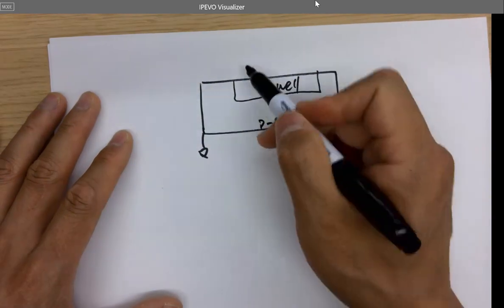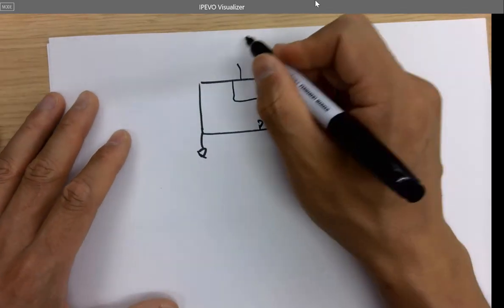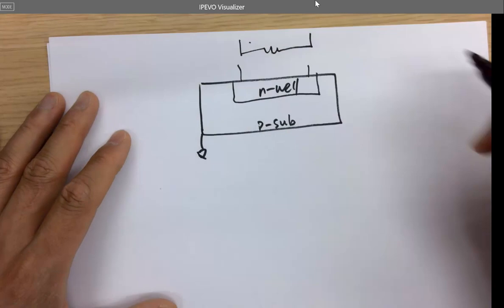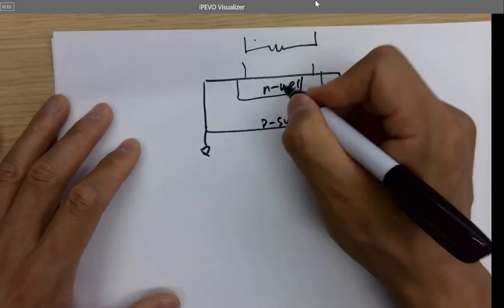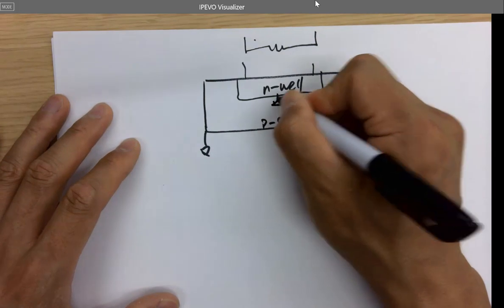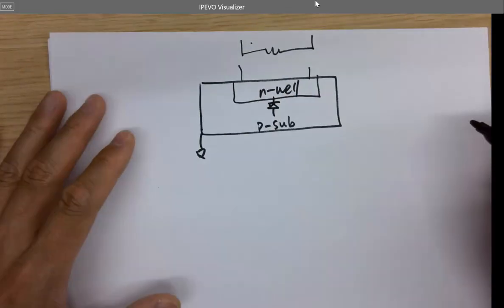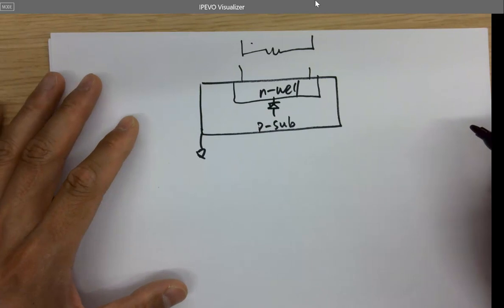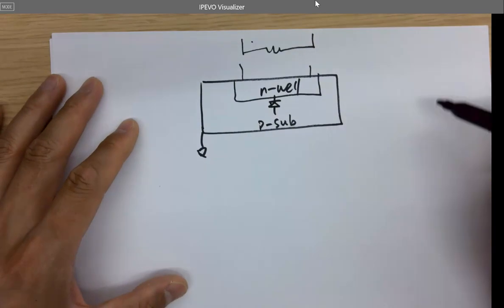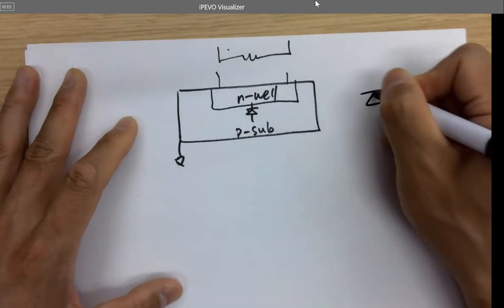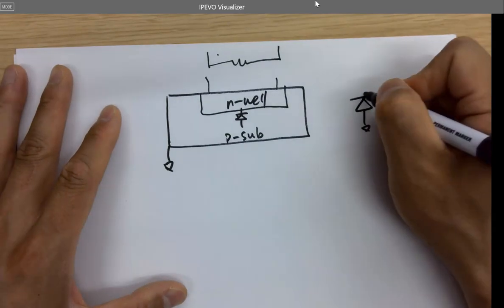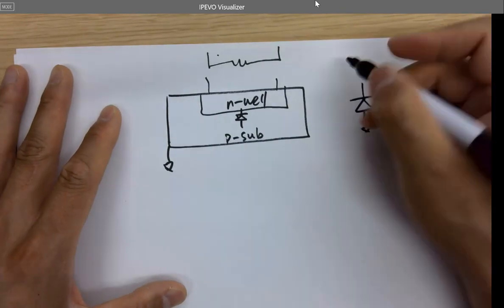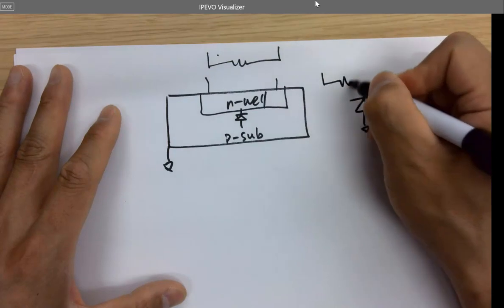If I want to use this guy as a resistor, but this forms a PN junction, is there anything wrong with it? Is it going to affect anything? A PN junction is a diode, right? And I ground the diode. It's like I have a diode here, I ground the anode, and then I got a resistor on the top. How that works is like a potentiometer.